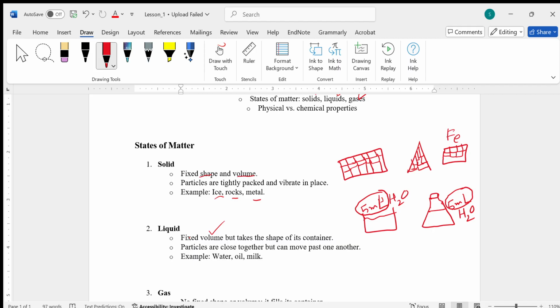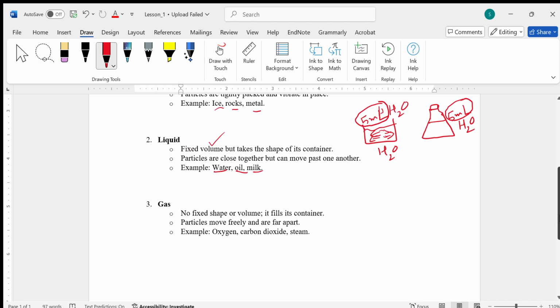So liquid will always take the shape of the container, and the particles inside a liquid are close together but not as close as in the solid state. And particles, molecules or atoms inside a liquid can move past one another. For example, when water is in liquid state, the molecules are floating here and there around each other, moving past one another. So there are three examples here for liquid state: water, oil, and milk.